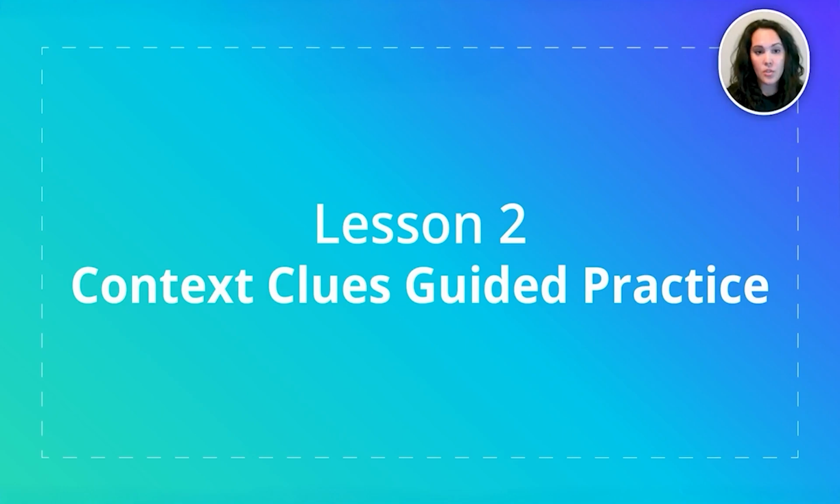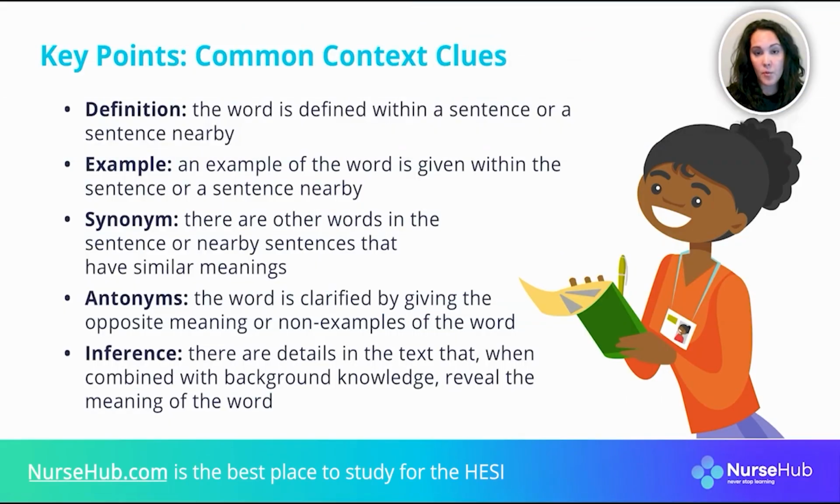Okay, welcome to lesson 2. We are going to be working through some guided practice here with context clues. But before we jump in, I'd love to remind you of the types of context clues that we are working with today. As you can see on your screen, these are definition, example, synonym, antonym, and inference. So go ahead and take a minute, pause this, refresh your memory as to what these mean if you'd like. And if not, you can keep this played and roll along with me.